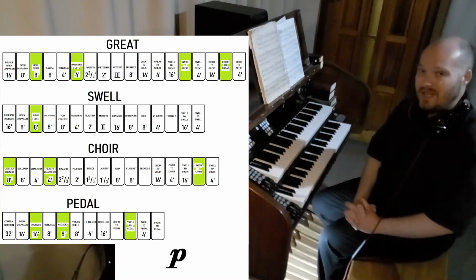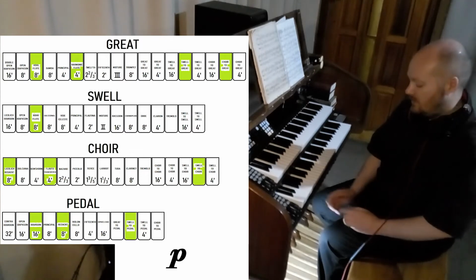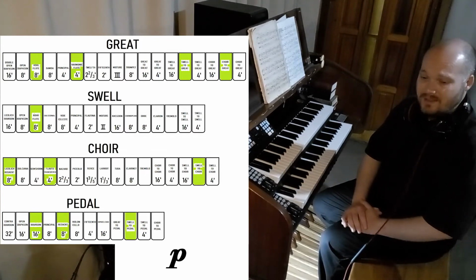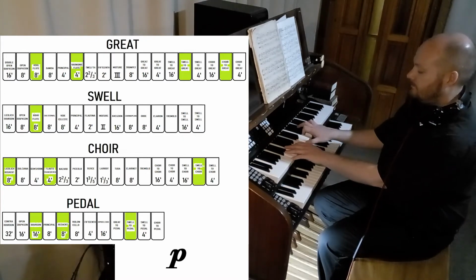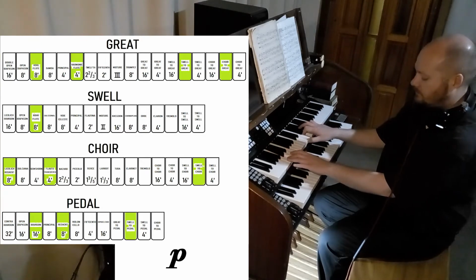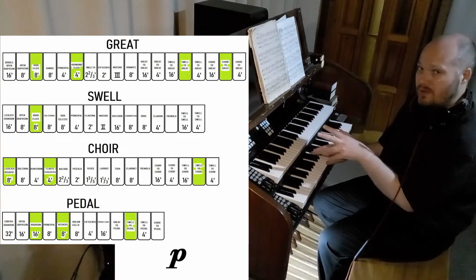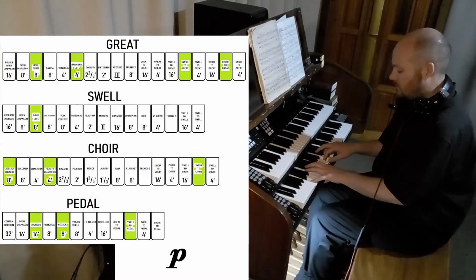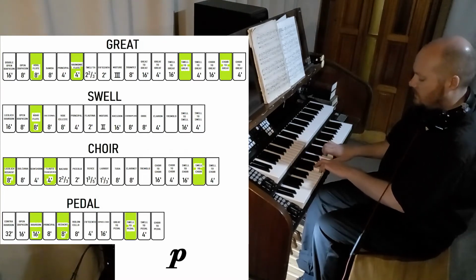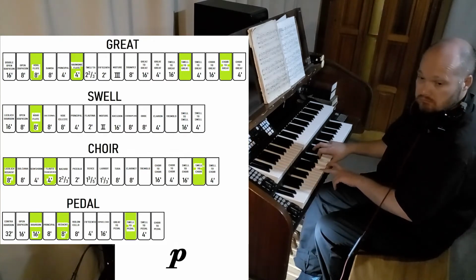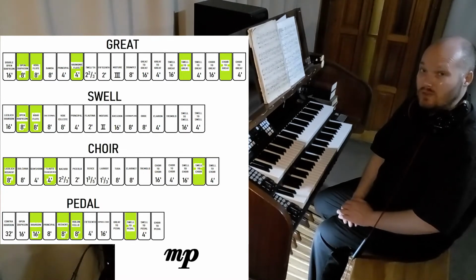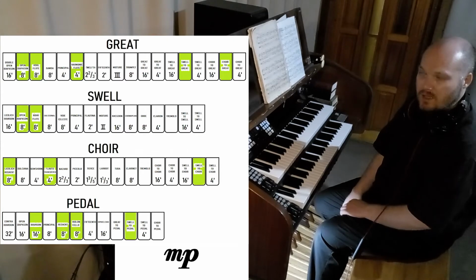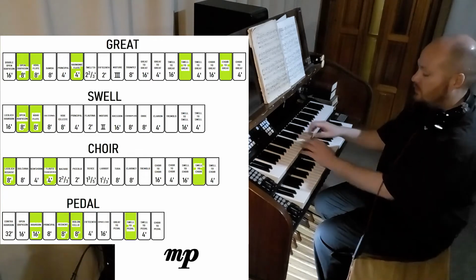Next we have piano, P. It is usually your 8 and 4 foot flutes. You may use both manuals if you wish. Next we have mezzo piano, usually your foundations. You have your principal 8 foot and you add your flutes of 8 and 4 foot.